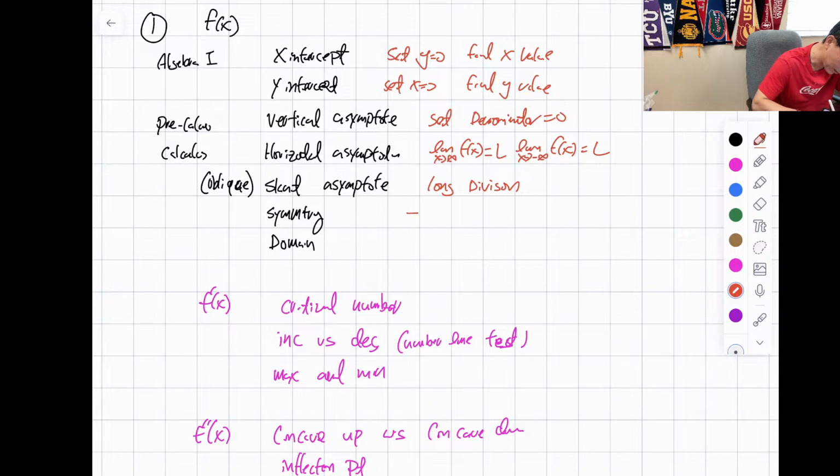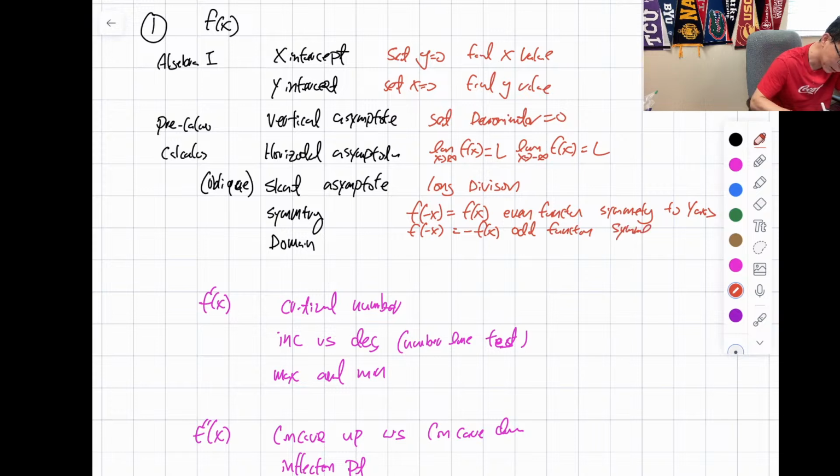Symmetry: f of negative x equal to f of x is called an even function. That means it's symmetric to the y-axis. f of negative x equal to negative f of x is going to be an odd function. That means it's symmetric to the origin.